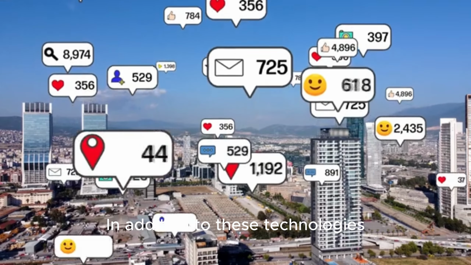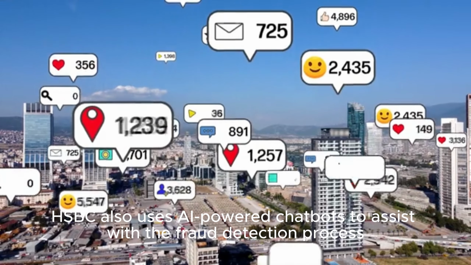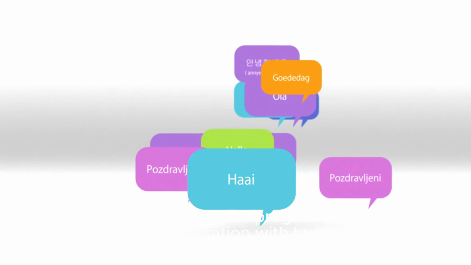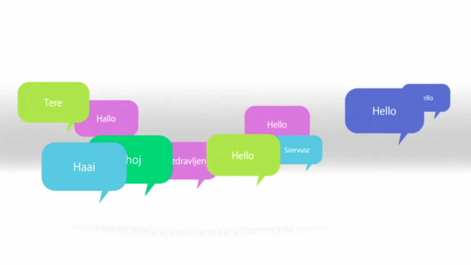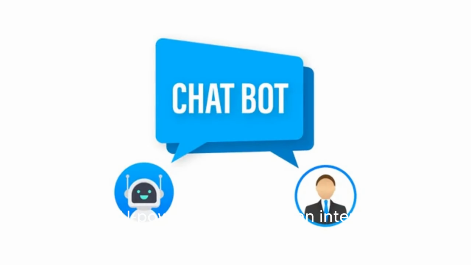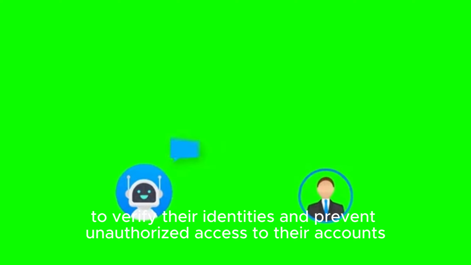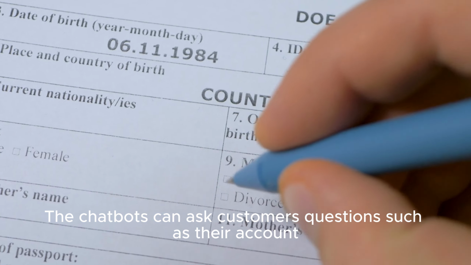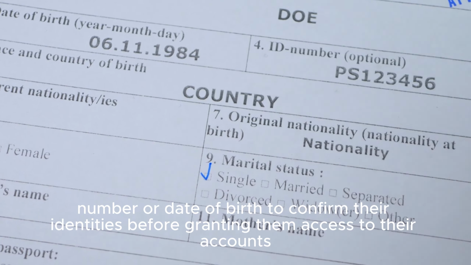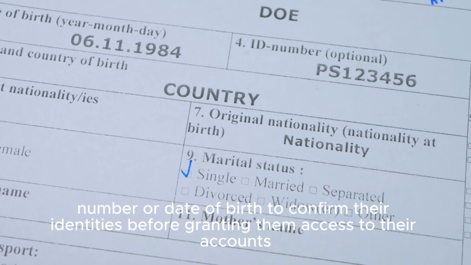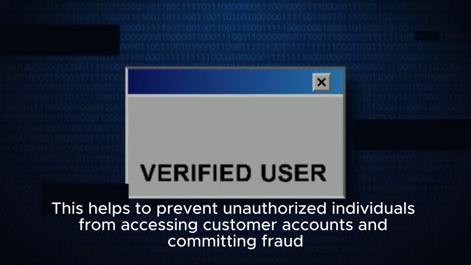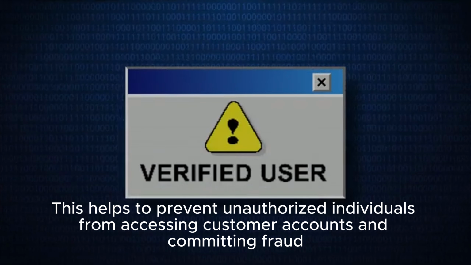In addition to these technologies, HSBC also uses AI-powered chatbots to assist with the fraud detection process. Chatbots are computer programs that can simulate conversation with human users. HSBC's AI-powered chatbots can interact with customers in real time to verify their identities and prevent unauthorized access to their accounts. The chatbots can ask customers questions such as their account number or date of birth to confirm their identities before granting them access to their accounts. This helps to prevent unauthorized individuals from accessing customer accounts and committing fraud.